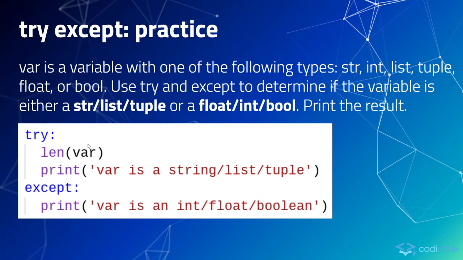So we try to take the length of it, and if we take the length of it and there's no error, we know that it falls in this group. So we print var is a string, list, or tuple. However, if we try to take the length of it and there's an error, we know, okay, it's not an iterable, so it has to be one of these. So we tell it that var is an int, float, or Boolean, because we can't take the len of this. And remember, this won't get printed if it's a float, int, or bool, because as soon as there's an error with trying to take the length, we get out of the try and go to the except.